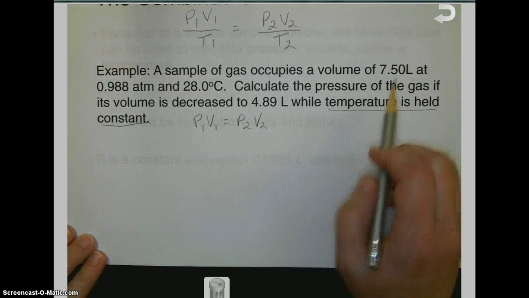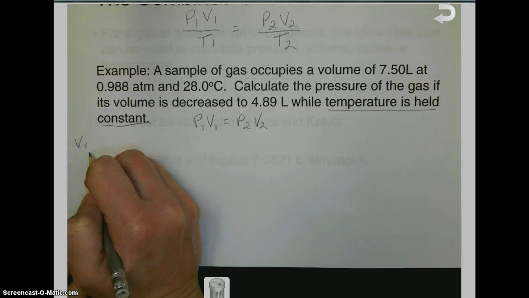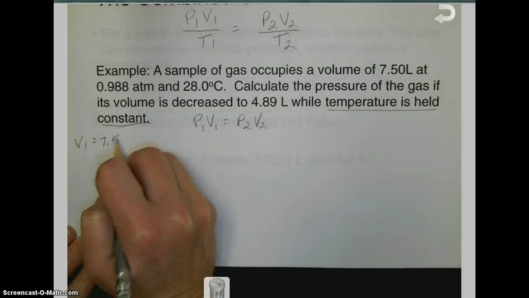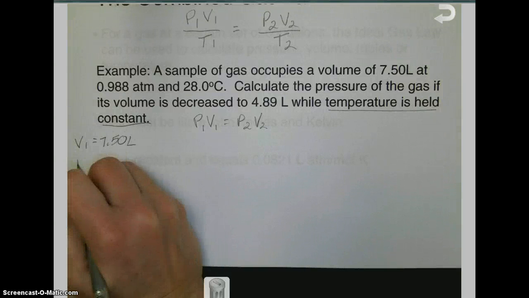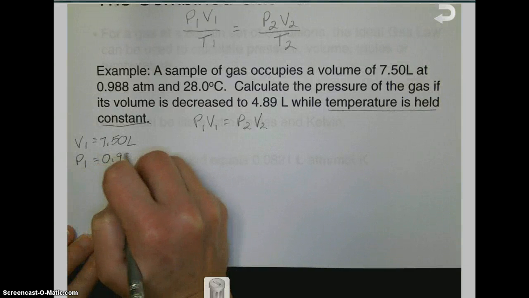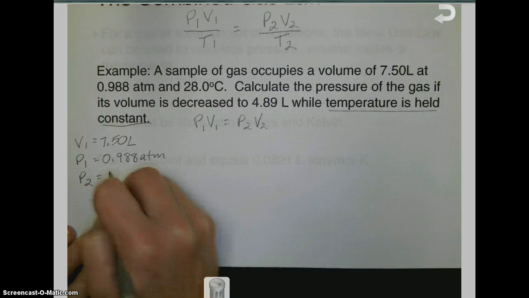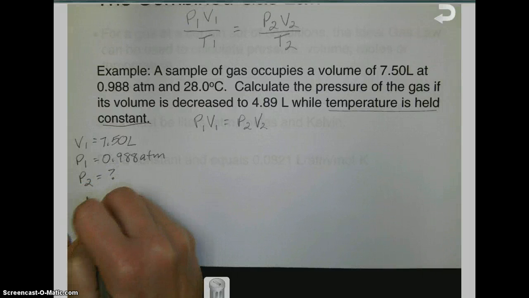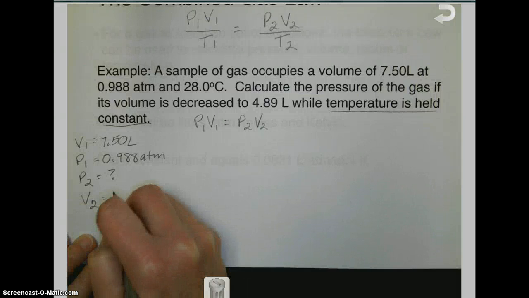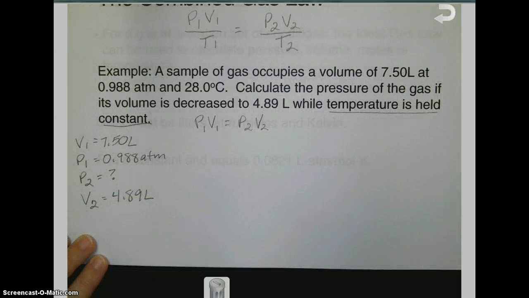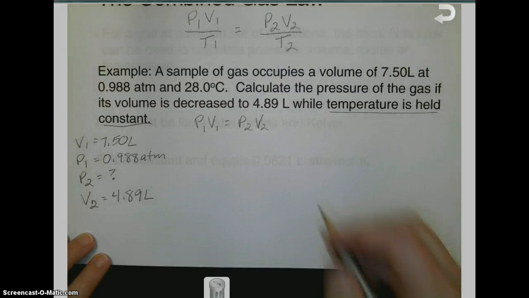So our initial volume, which is V1, is 7.50 liters, and its initial pressure, P1, is 0.988 atmospheres. And those are both units that we want, so we don't have to do any conversions there. We want to calculate the pressure, so we're looking for P2 if its volume is decreased to 4.89 liters. Okay, so we have the units that we want, liters and atmospheres, they're the same on both sides, so we can plug them in to our formula and solve for P2.